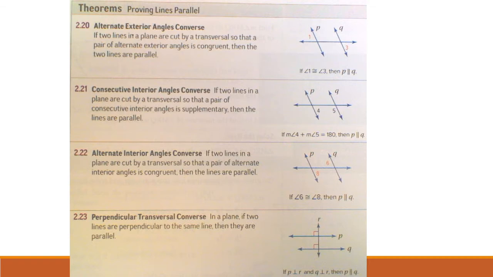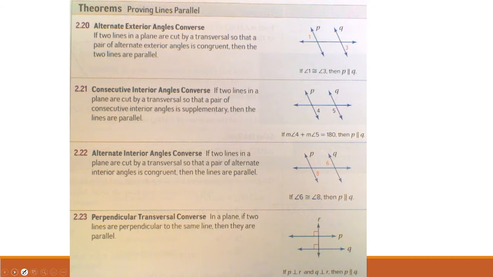The alternate exterior angles converse means that if two alternate exterior angles are congruent, then the lines are parallel. Alternate interior angles, again, if the alternate interior angles are congruent, then the lines are parallel. Consecutive is the only one that's a little bit different because remember, consecutive is supplementary, not congruent. So consecutive says that if the consecutive interior angles add to 180, then the two lines are parallel. And then we have the perpendicular one we talked about last time, where if these two lines are perpendicular to this transversal, then the lines have to be parallel.